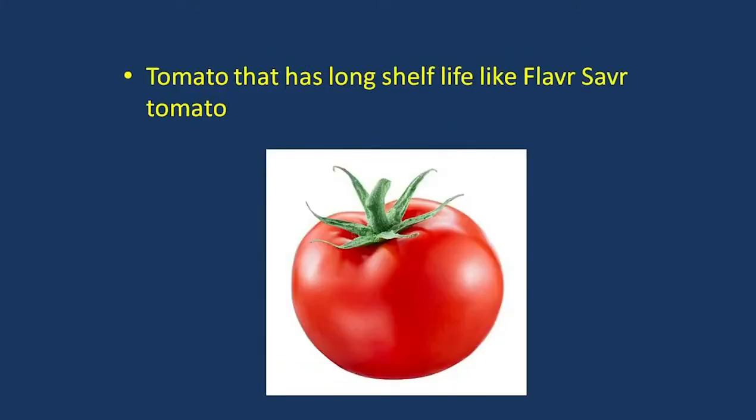Another example is flavor saver tomato. This tomato has a long shelf life because an enzyme called polygalacturonase is silenced in this tomato. The technique is called RNA interference. So this enzyme, which is involved in ripening, is not produced in this tomato. That is why it has a long shelf life.